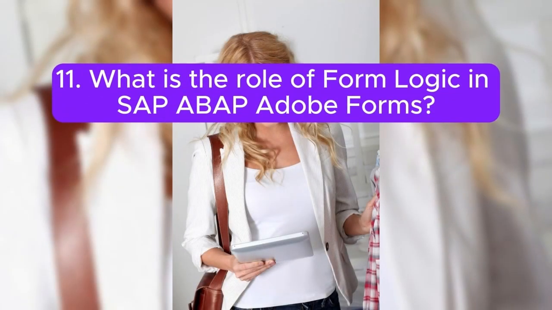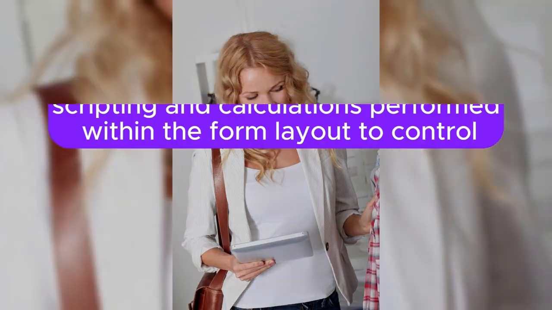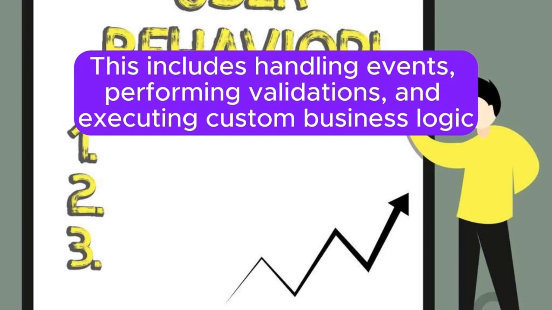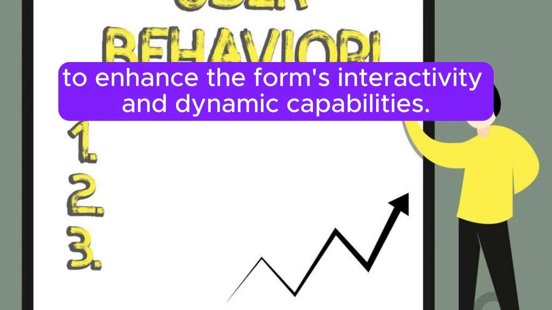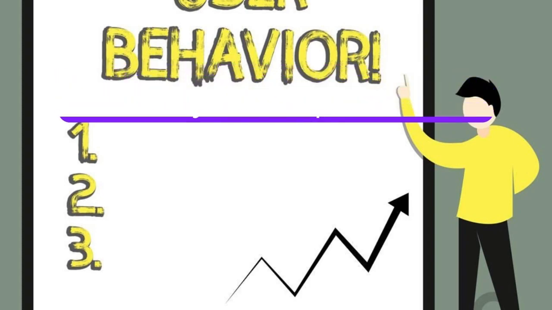11. What is the role of form logic in SAP ABAP Adobe Forms? Answer. Form logic in SAP ABAP Adobe Forms encompasses scripting and calculations performed within the form layout to control behavior and appearance based on user interactions or data values. This includes handling events, performing validations, and executing custom business logic to enhance the form's interactivity and dynamic capabilities.